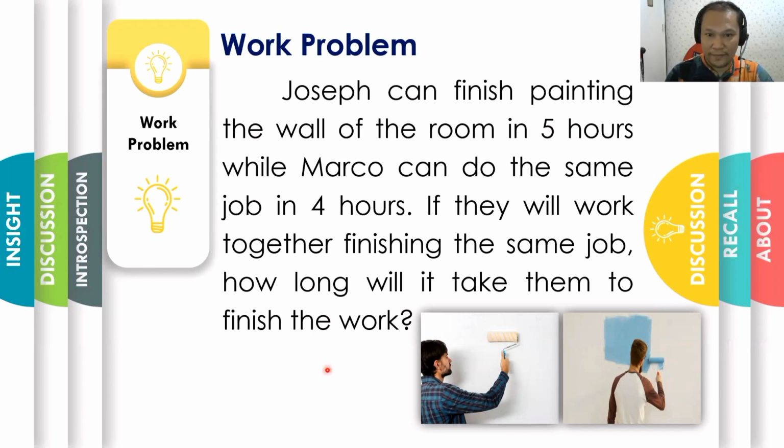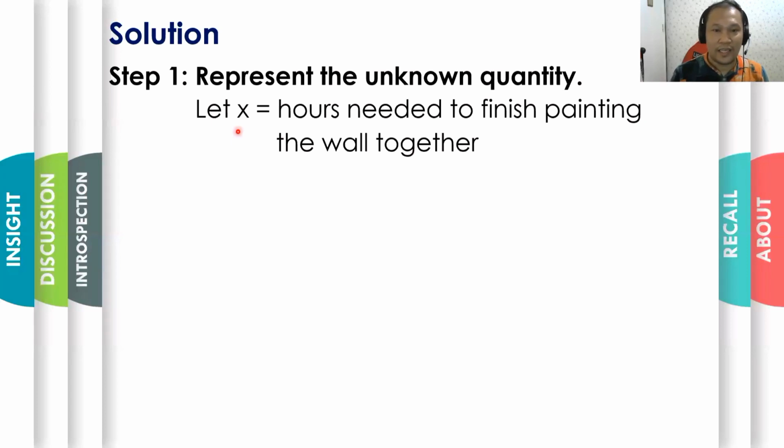I repeat, we do have Joseph who is able to paint the wall in 5 hours, while Marco can do the same job in 4 hours. And what we are being asked is, if they are going to work together, how long are they going to paint the wall together? That is the work of Marco and Joseph in painting the wall.